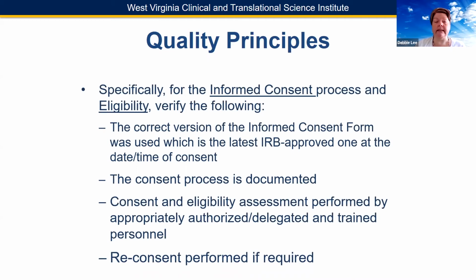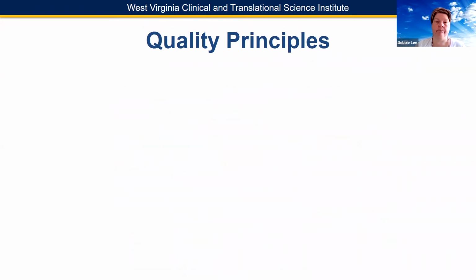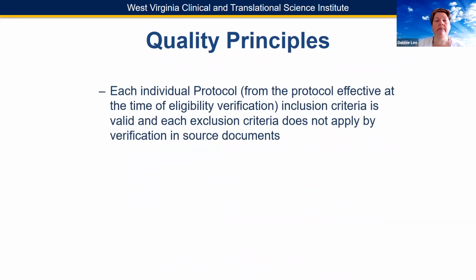And once again, re-consenting. They would look at that for a quality principle as well. That informed consent was updated because there was a new known risk. Were subjects re-consented? Each individual protocol, so making sure they're looking at the inclusion criteria is valid. Each exclusion criteria does not apply, and that's verified through source documents.